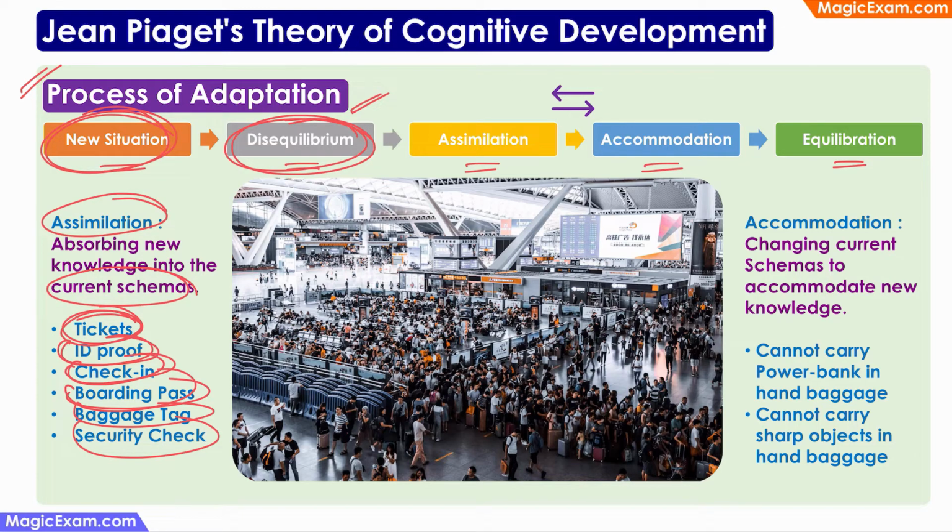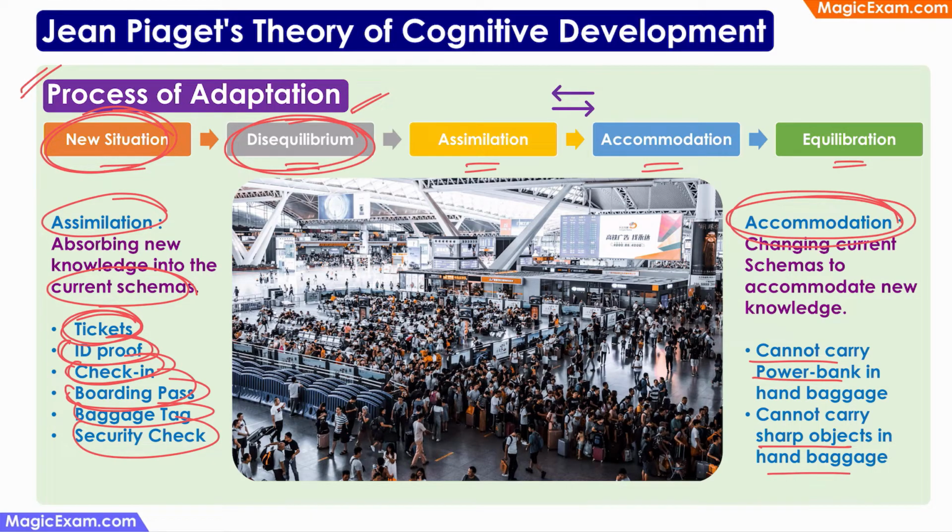Next, I also accommodate some new knowledge into my existing schema. For example, my existing schema says that I can carry anything that I want in my baggage because when I'm going into a bus or boarding a train, nobody is checking my hand baggage. But when I'm going in a flight, I have to make sure that I'm not carrying any power banks in the hand baggage. I have to make sure that I'm not carrying any sharp objects in my hand baggage.